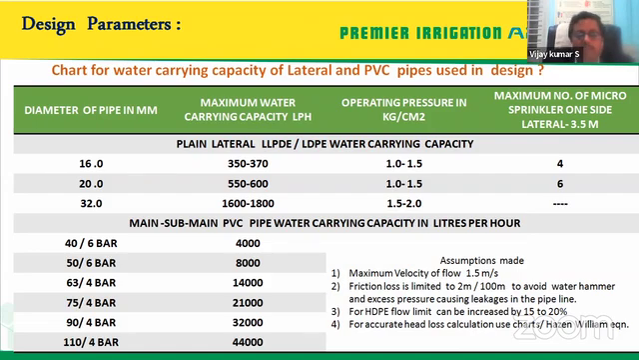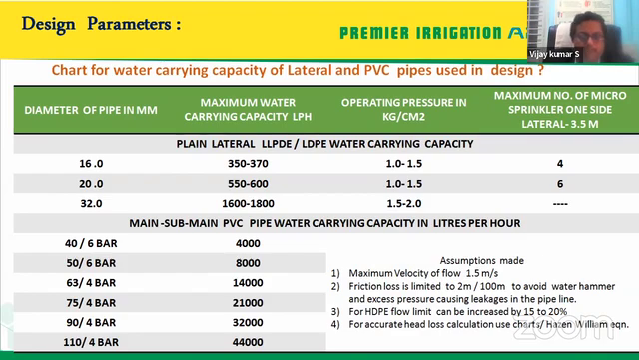Then you know that we have to design even the sub-main. Basically, we are doing a selection. So if I start with the smallest diameter, 40 mm, you know it will carry around 4000 liters. 50 mm will carry roughly around 8000 liters. 63 mm may carry around 14,000 liters, and 75 mm 21,000 liters, 90 mm around 32,000 liters, and 110 mm around 44,000 liters. This part I had already explained to you in my earlier session, session number 4 on drip irrigation design.